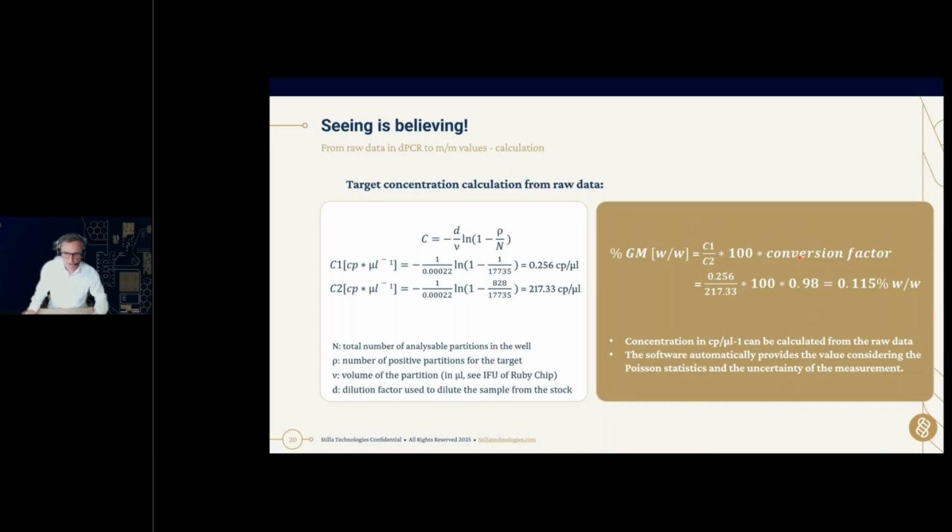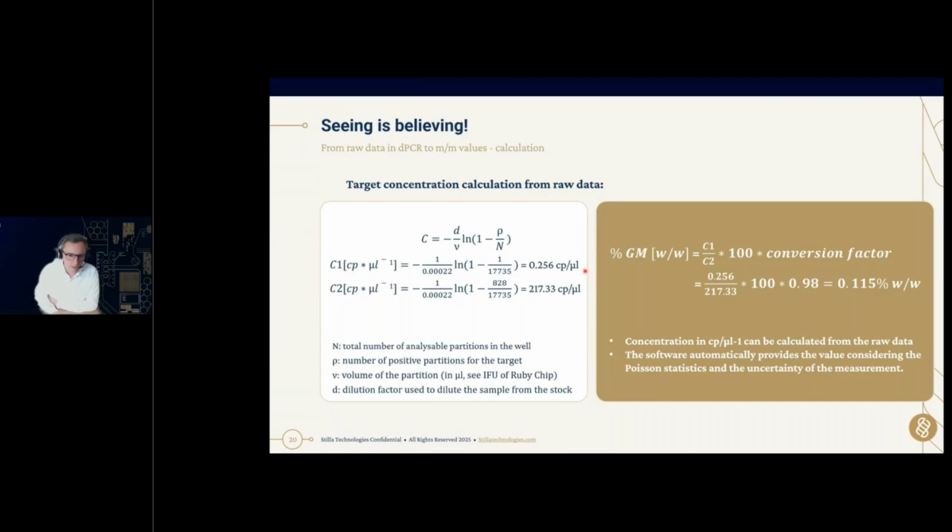You can even include that inside the software. For example, the conversion factor can be directly included as a dilution factor, which I mentioned before, which is here 1. If you directly change that to the conversion factor, you get the corrected results with the conversion factor. Together with the Poisson statistics, which says how many copies I have per droplet, we can then in the end also give you an uncertainty of the measurement and say, okay, we have, for example, here 0.256 copies per microliter plus minus 20%, for example.